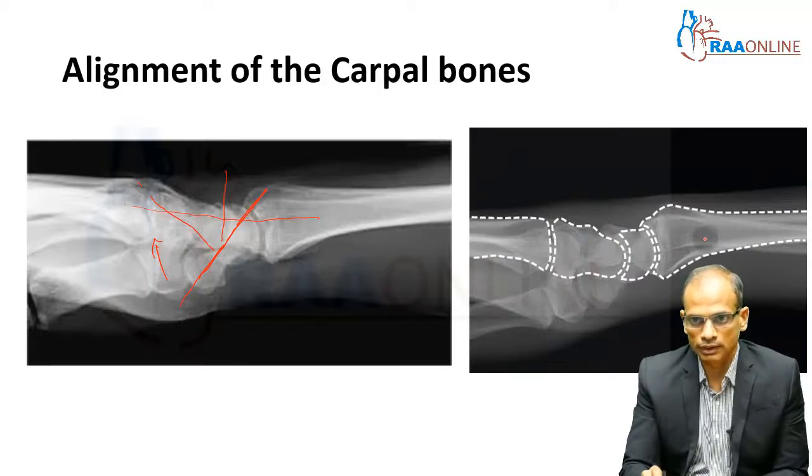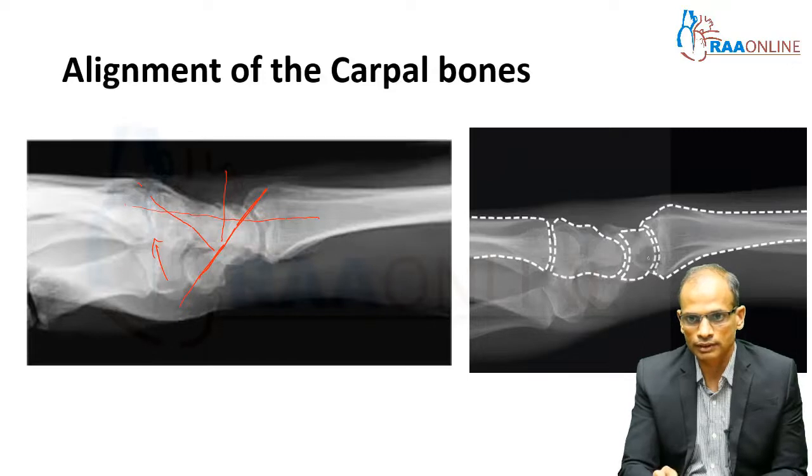We go through it one more time. You have the radius, you have the lunate, you have the capitate and the third metacarpal. In every lateral view of the wrist from now on, you should make it a point to draw this line and see if all of them are in the same line. Also, remind yourself that the scaphoid is looking palmarwards and it is at an angle of about 45 degrees compared to the axis of the wrist.